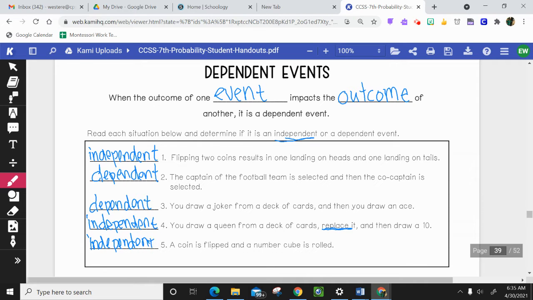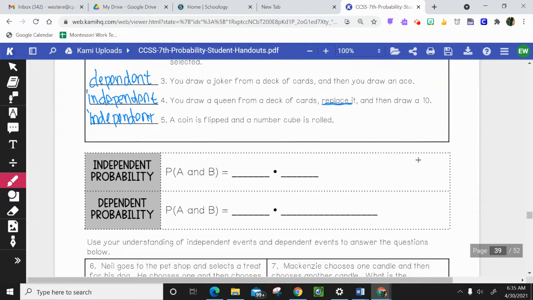So we're going to move down. We'll go through these formulas again. When we had independent probability, we just went ahead and multiplied those probabilities together. What's the probability of event A multiplied by the probability of event B?